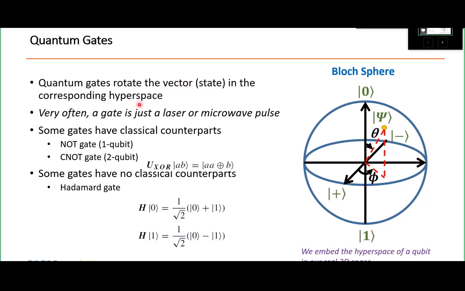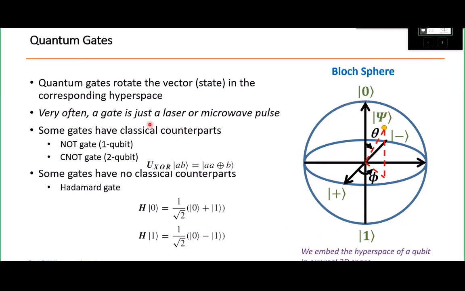This is not the space in 3D. We cannot see it. For example, for a qubit, sometimes people draw it as a Bloch sphere, but this is not in our 3D space. We just embed the hyperspace of a qubit. A qubit is only 2-dimensional because it only has 0 and 1 as the basis, but it has complex coefficients. It's also not our regular 2D plane, right? So what a quantum gate does is rotate the vector in this space to another place.